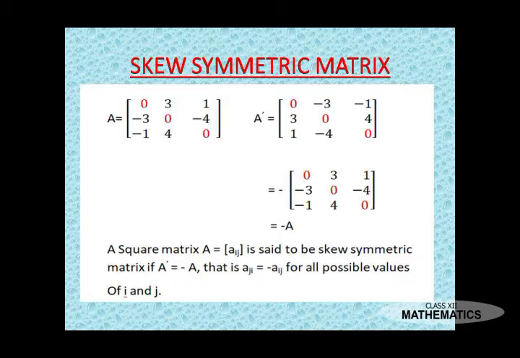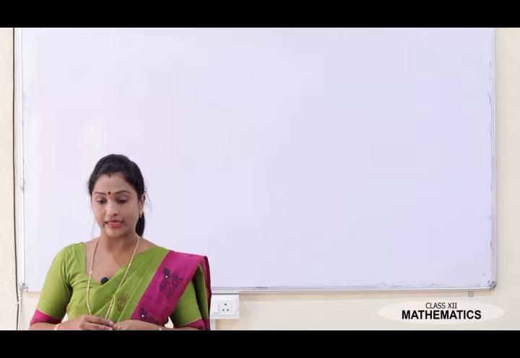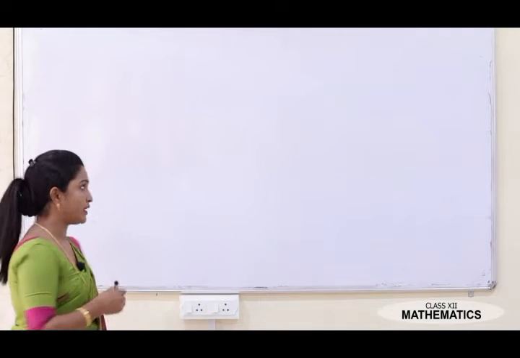When you find A transpose, you observe that you are getting the same matrix, the only difference is there is a minus sign. That means you are getting A dash is equal to minus A. Now you can see the definition: a square matrix A = [Aij] is said to be a skew symmetric matrix if A dash is equal to minus A. That is, Aji is equal to minus Aij for all possible values of i and j. I'll explain this with one more example.